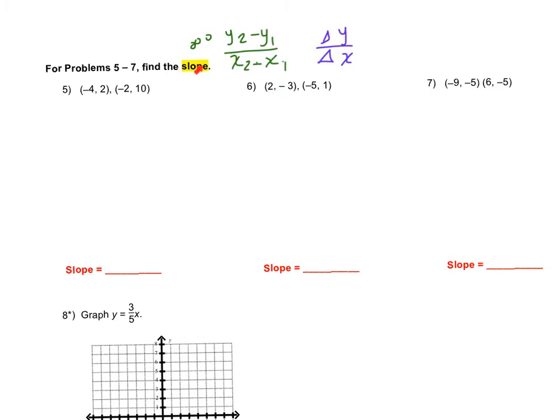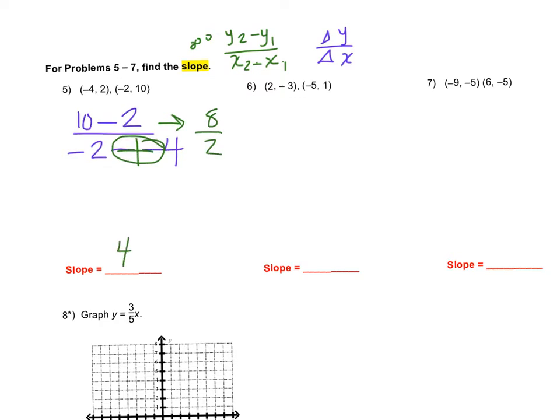So when we have slope and you have 2 points, you know that you're going to use the slope formula, which is y2 minus y1 over x2 minus x1, where the first point is x1, y1 and the second is x2, y2. Great. Make sure you're careful with those double negatives. 10 minus 2 is 8. Negative 2 plus 4 is 2. And 8 over 2 is 4.